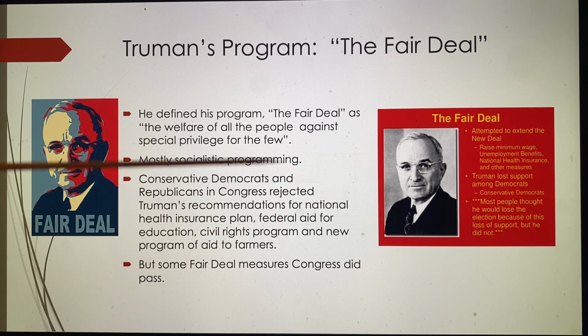So not to say all these measures are wrong, it depends on the situation and whether you're making people depend on the government for things, which can end up in socialism and communism. But here we have the Fair Deal. Here's Truman attempting to extend the New Deal and raise the minimum wage, which he did, unemployment benefits, national health insurance, and others. Truman lost support among Democrats because he was more of a conservative Democrat. And like I said, most people thought he would lose the election, but he didn't.